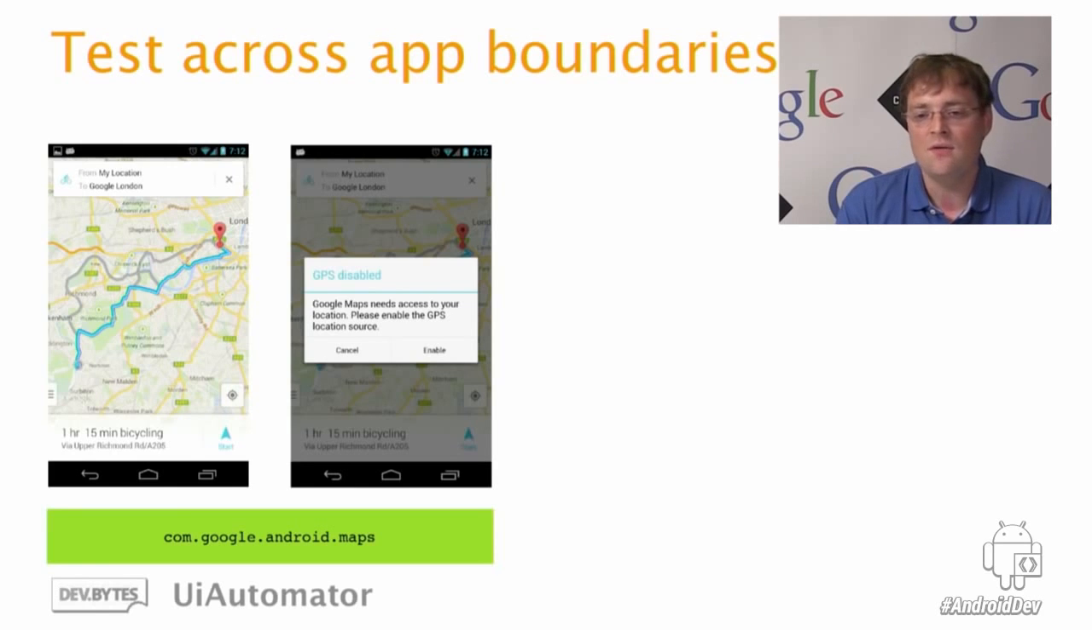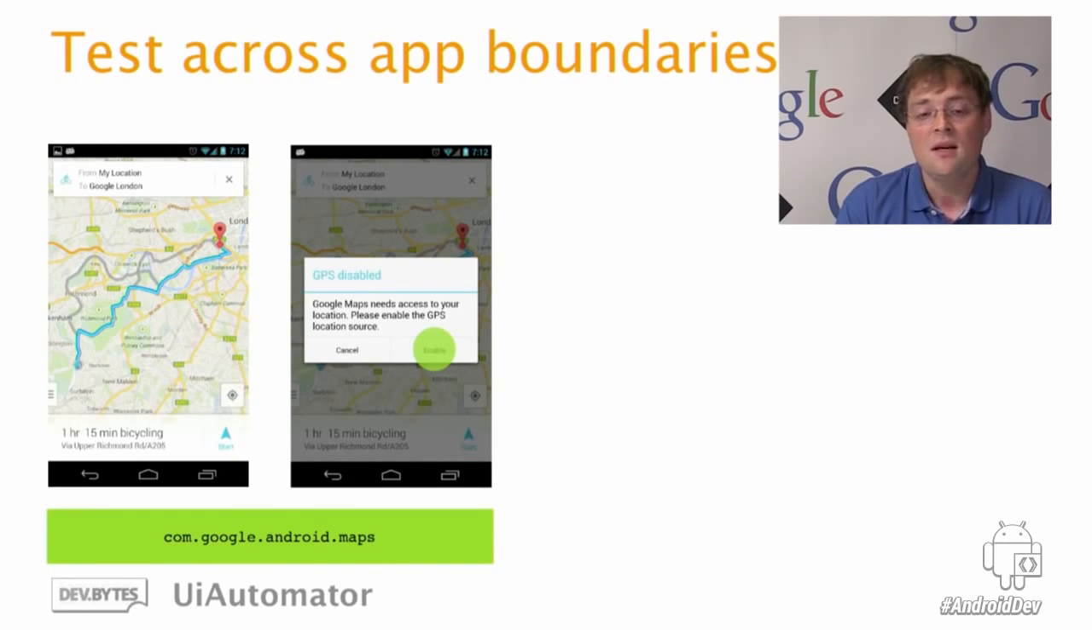Here are some screenshots of the new Google Maps app. Let's say we want to write a functional test for this scenario using the instrumentation framework. What we would do is to start the activity on the left, click on the navigation icon, wait for the dialog to appear, then click the Enable button. But as of now, there was no easy way to actually turn the GPS on.